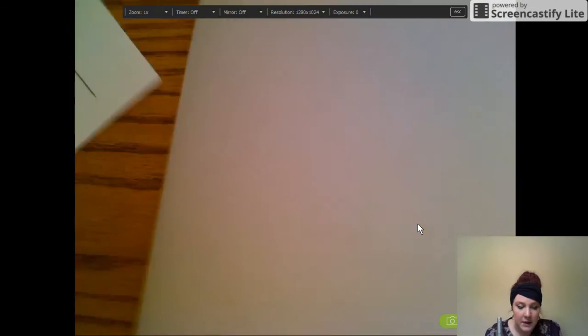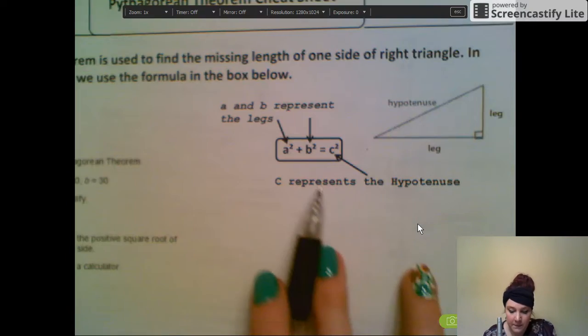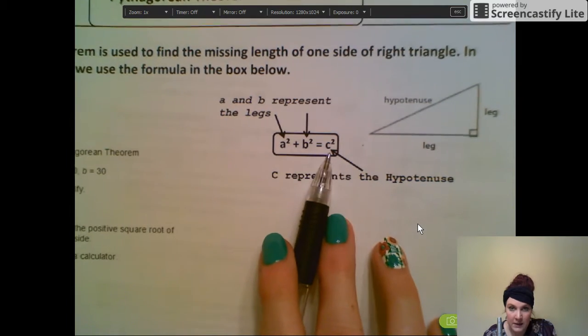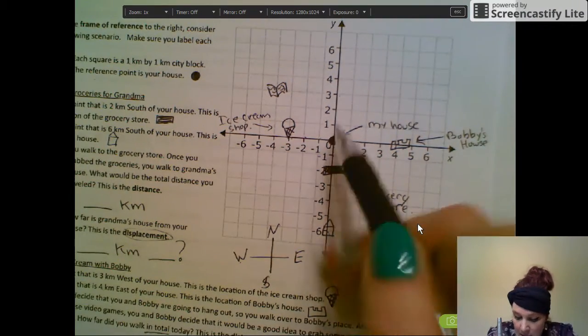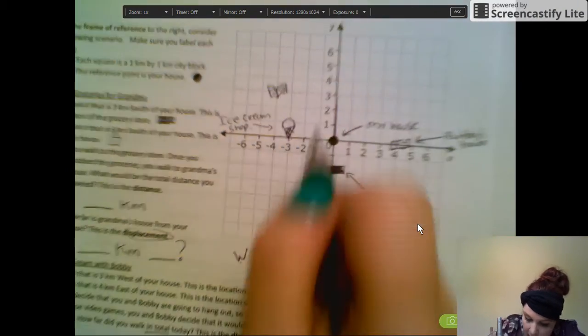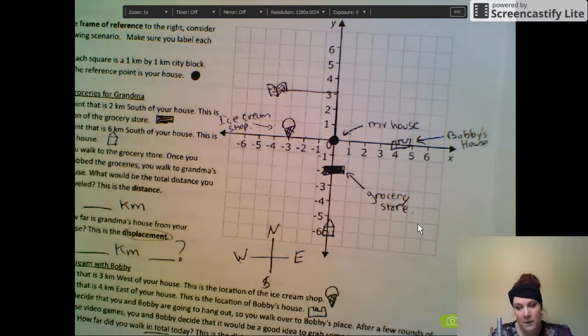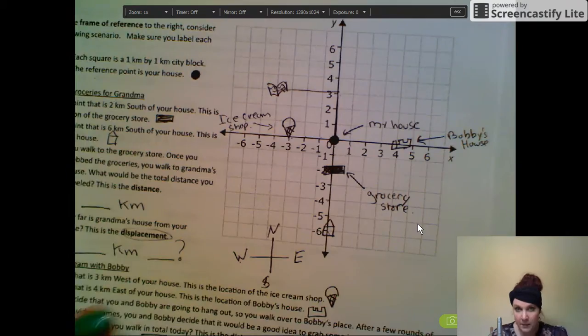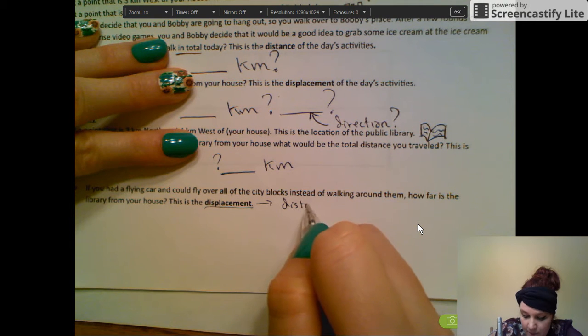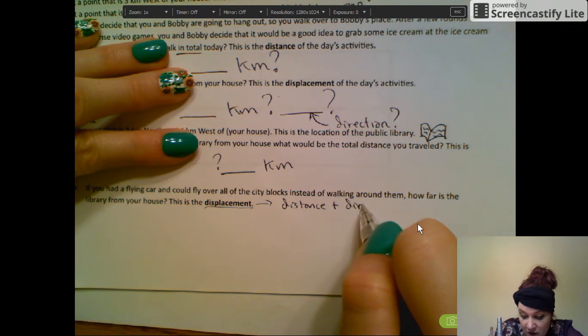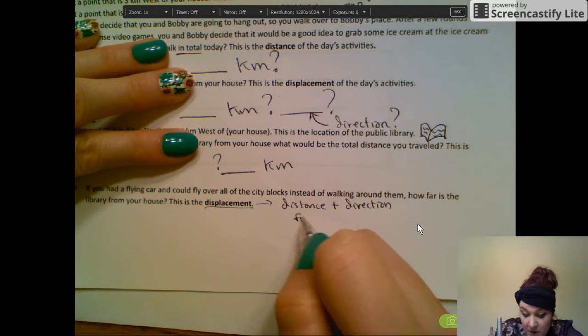How we figure this one out is by using something called the Pythagorean theorem. A squared plus b squared equals c squared. And I'll show you how we use that in just a moment. So if we look here, what we're trying to figure out is the distance was going up this and across this, right? That was our distance. But our displacement, I would like you to add this here. This is the distance and direction from start to end.